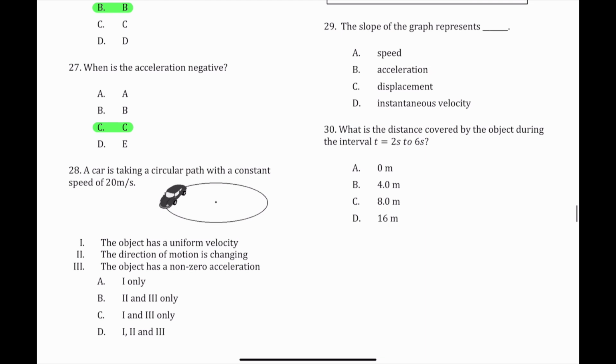28. A car is taking a circular path with a constant speed of 20 meters per second. 1. The object has a uniform velocity? Of course not, because it keeps on changing the direction, so the velocity is not uniform or constant. 2. The direction of the motion is changing? Yes. 3. The object has a non-zero acceleration? Yes. So the right answer is 2 and 3. 2 and 3 only. B.